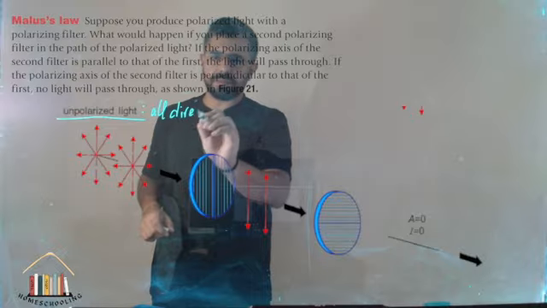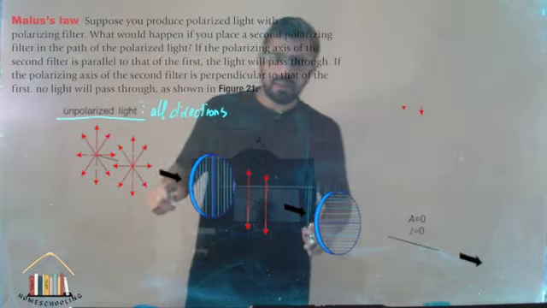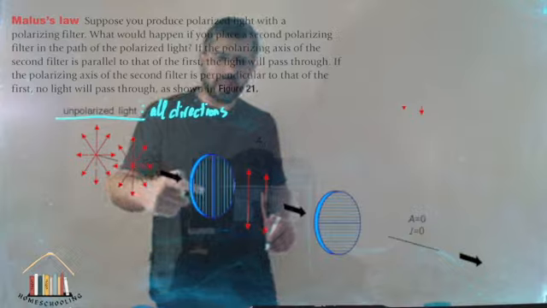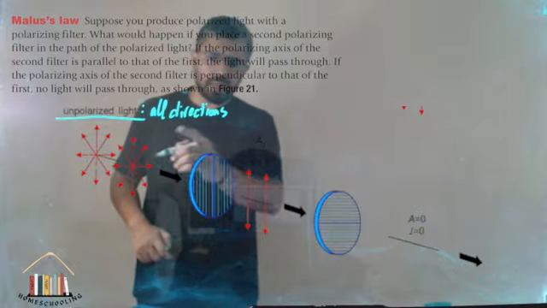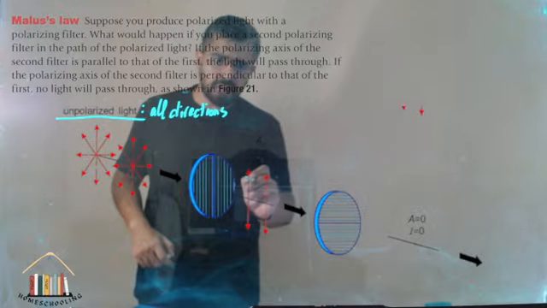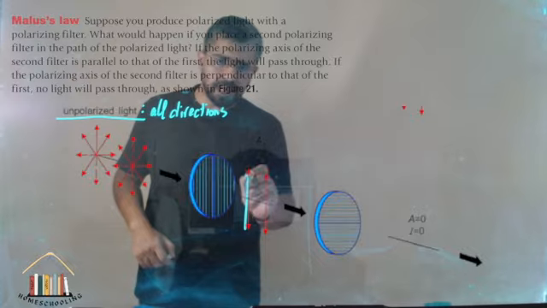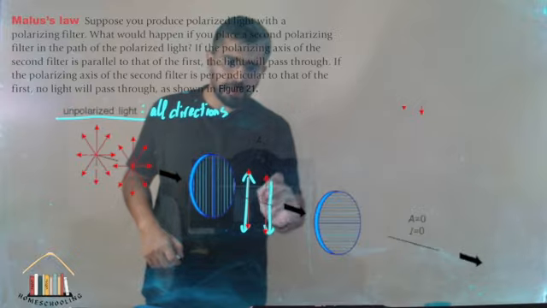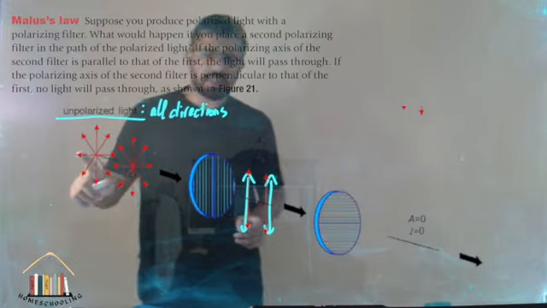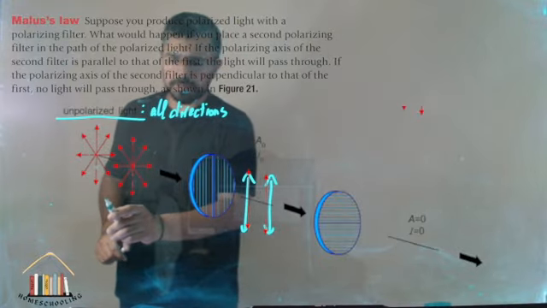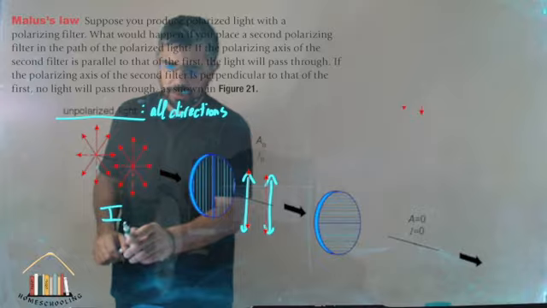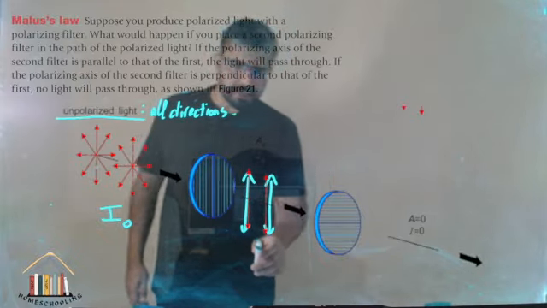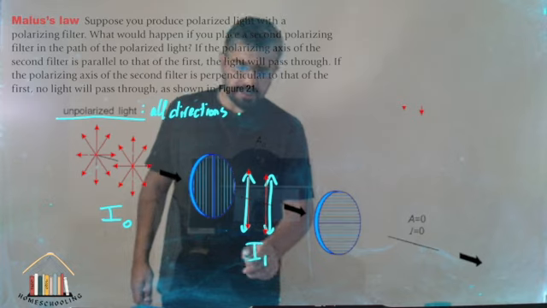The light is not polarized, it means it's going in all directions. The moment it passes through the first polarizer, the other directions will be blocked, and only the light which is parallel to the axis of the polarizer will pass through. Let's consider that the intensity of the light here is I0. After passing through the first lens, let's call the intensity I1.